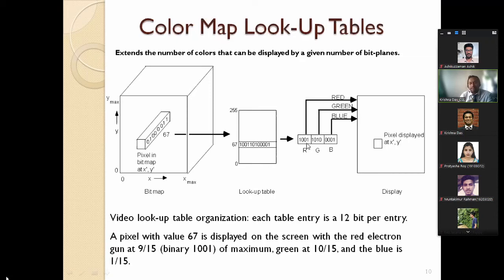Now for red, what is the highest combination it can have? If you think about the combination or the value, what is the highest we can have? 0 to 15, isn't it? That means 16 combination values, that means 2 to the power 4, right? The same way for green as well, that is 0 to 15, 2 to the power 4, and blue is also 2 to the power 4.